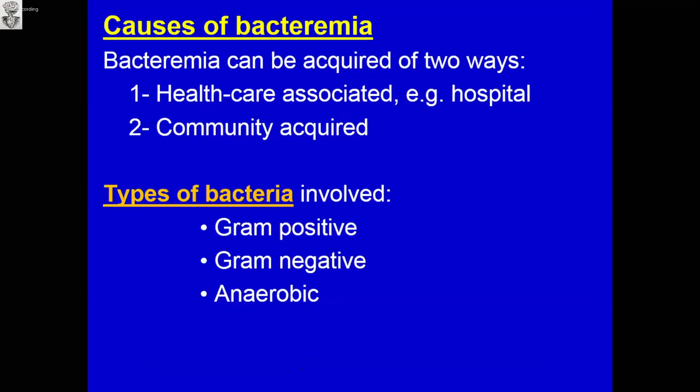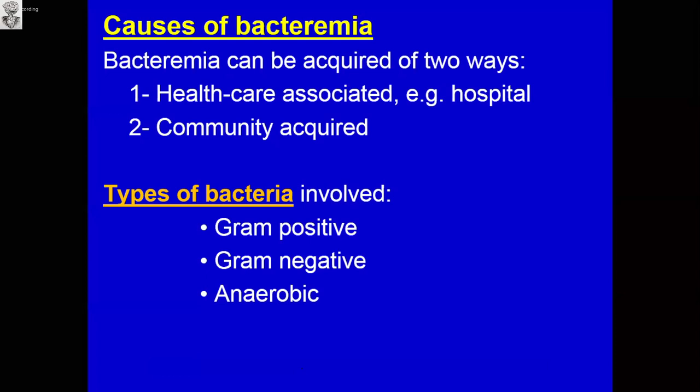Causes of bacteremia. Bacteremia can be acquired from two routes or two ways. Healthcare associated in hospitals, إلها علاقة مع وجود المريض في المستشفى. مثلا حكينا سنترال لاين. سنترال لاين يوضع بالمستشفى. So healthcare associated. The second way, community acquired من خلال حياة الإنسان ضمن المجتمع.